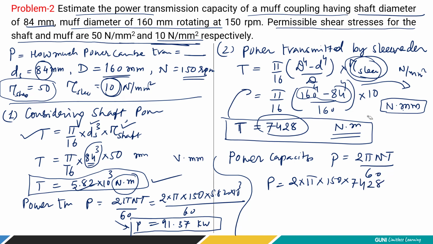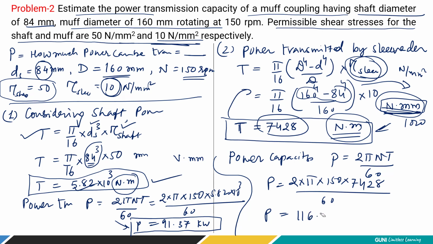Do not use the value that is solved in Newton millimeter. Remember, you have to convert into Newton meter. Simply divide this answer by 1000. That will give you the Newton into meter. Now divide by 60 and find out the power value. Here it comes out to 116.6 kilowatt. Students, try to match the value. You have to practice with me. So here we have two values of power which can be transmitted.